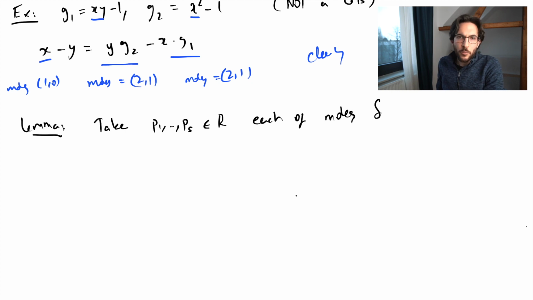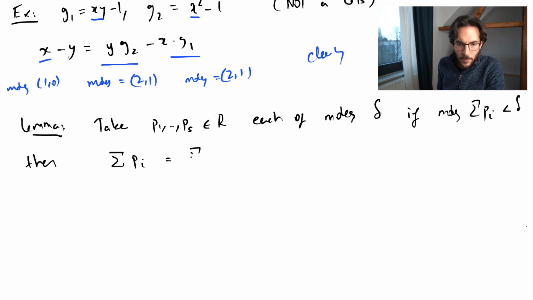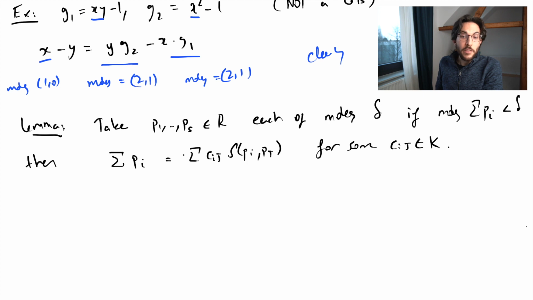Let's take a bunch of polynomials, each having the same multi-degree delta, and we're going to show that if the multi-degree of the sum is less than delta, then we can represent this sum in terms of S-polynomials, each of which, by the way, has multi-degree less than delta. So I'm saying that the sum is in fact a k-linear combination of the S-polynomials. So k here is the base field as always. And the proof is actually very simple.